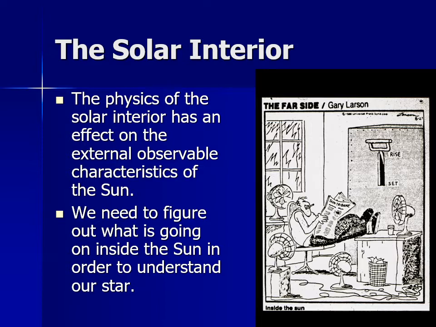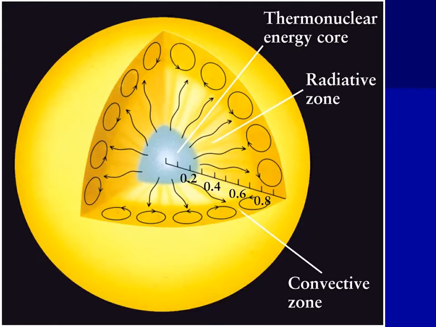We know it's made of hydrogen and helium, and we can study in the laboratory the physical properties of hydrogen and helium. And from that, we can calculate what's going on inside. We do have a pretty good idea about the basic structure of the sun.